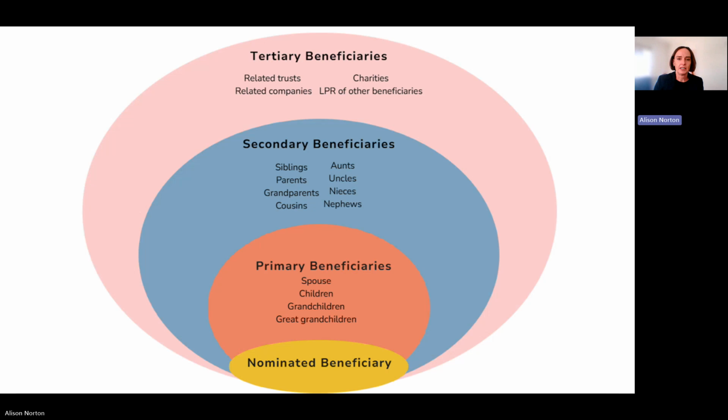There is a reminder here of the different categories of beneficiaries. The nominated beneficiary in this case is your spouse. The primary beneficiaries include your spouse, plus your children and grandchildren and great-grandchildren. And then secondary beneficiaries are defined in relation to yourself and also your primary beneficiaries. So it includes basically blood relatives: your siblings, parents, grandparents, cousins, nephews, nieces, aunts, uncles.